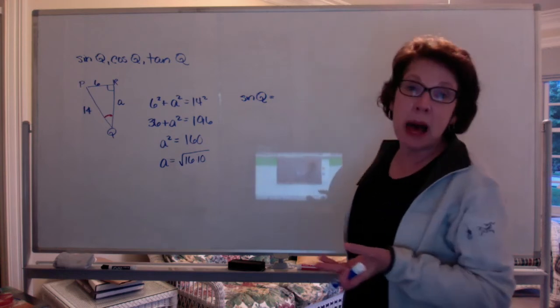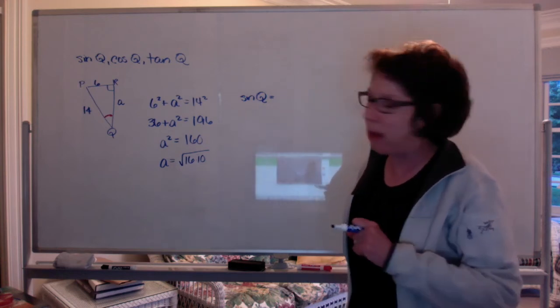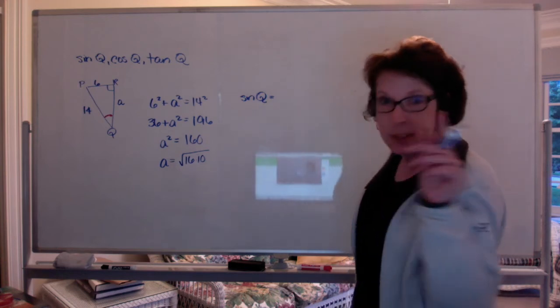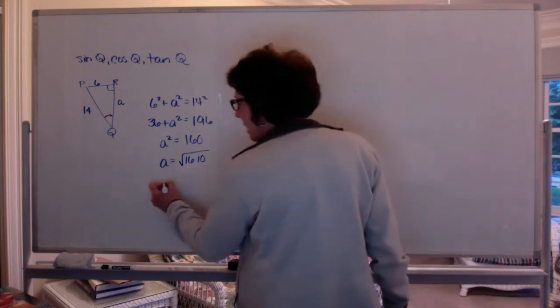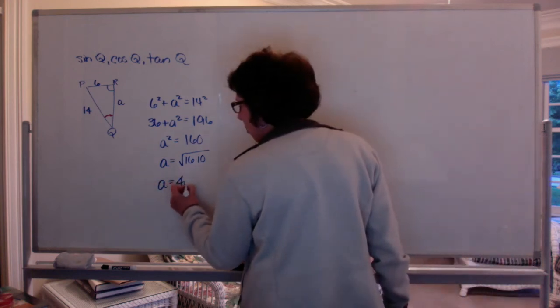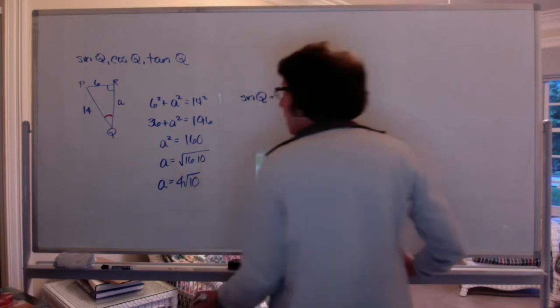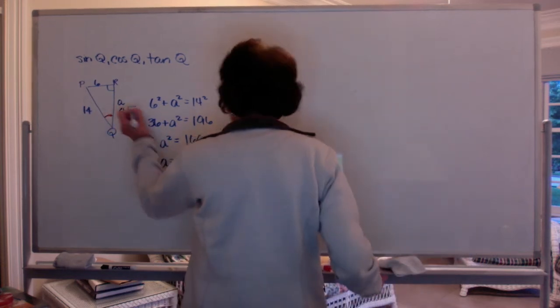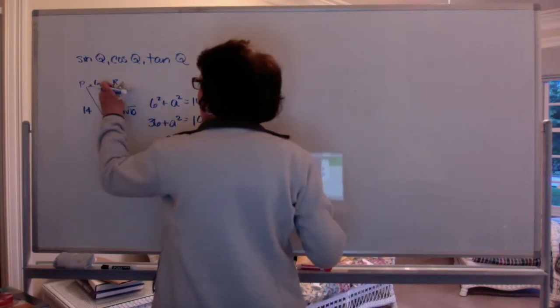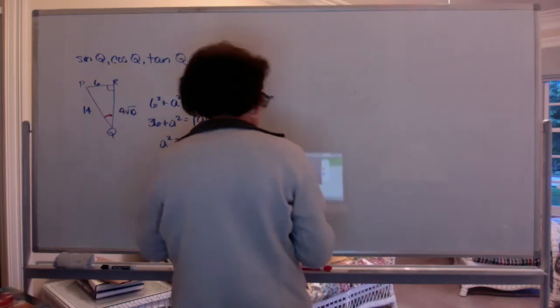Now, normally it's plus minus, right? That was from the last chapter. But it's a side length, so we ignore the negative. And so A, let's simplify that, is 4 root 10. Okay. So A is equal to 4 root 10. I'm going to even erase that A right there. Boom. 4 root 10.